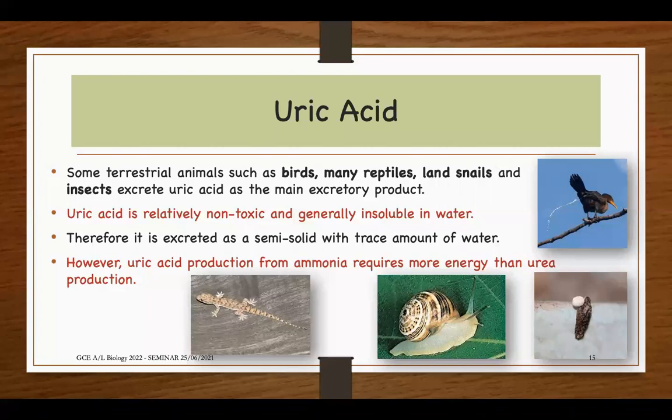Most of the reptiles, birds, and land snails excrete uric acid as their main excretory product. For them, production of uric acid requires even more energy than urea production because ammonia has to be converted to uric acid, but it is relatively non-toxic when compared to urea and ammonia. Ammonia is very toxic, that is why it needs a big aquatic environment around the organisms to excrete it. You can see a bird, a land snail and a gecko, and most of these reptiles, insects and land snails excrete uric acid.